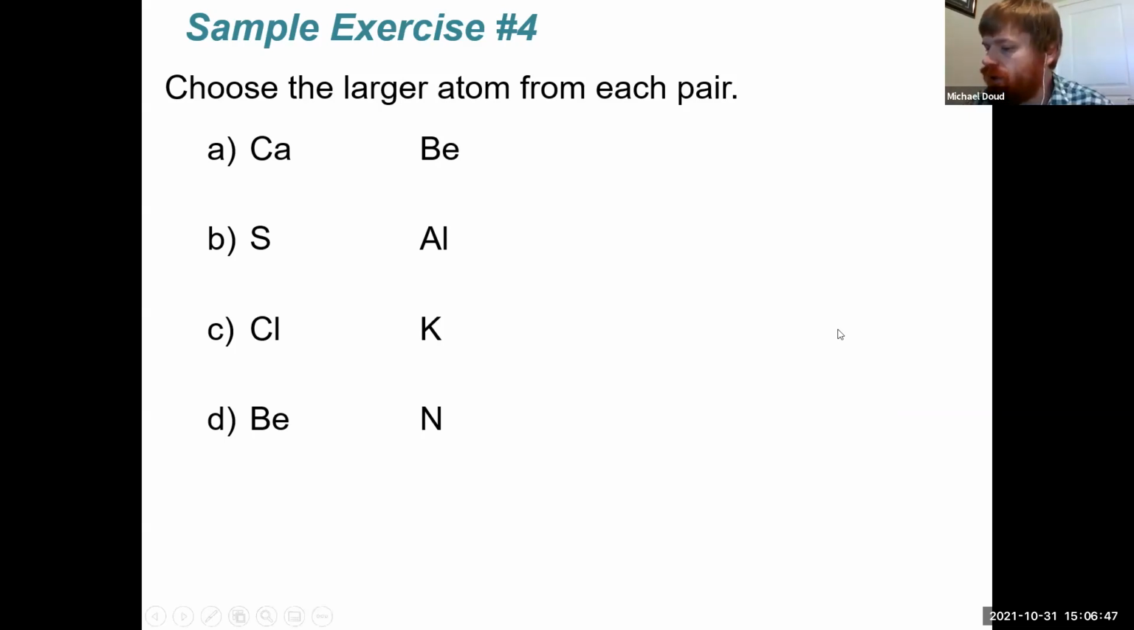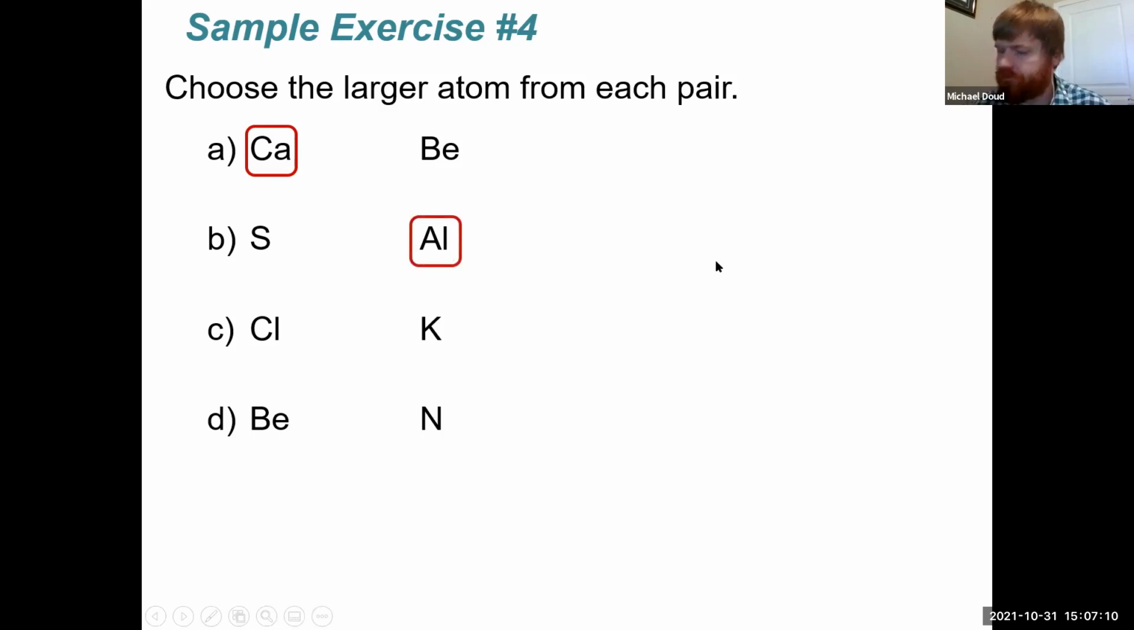So look at calcium and beryllium. Well, calcium is below beryllium on the periodic table, right? And as we go down a group, we know that atomic size increases. So calcium's the bigger atom. Sulfur versus aluminum. Okay, sulfur and aluminum are in the same period, and sulfur is to the right of aluminum on the periodic table. As we go left to right, the size decreases. Therefore, aluminum must be bigger than sulfur.